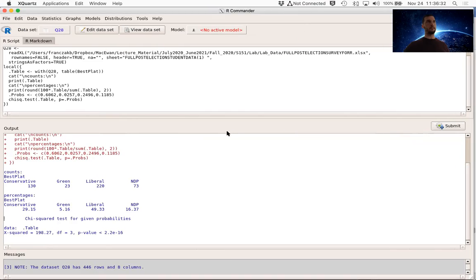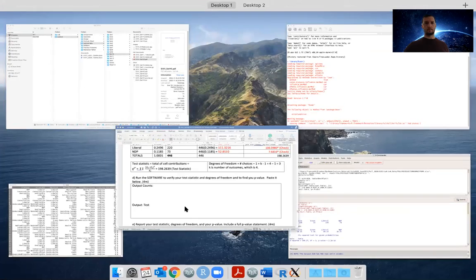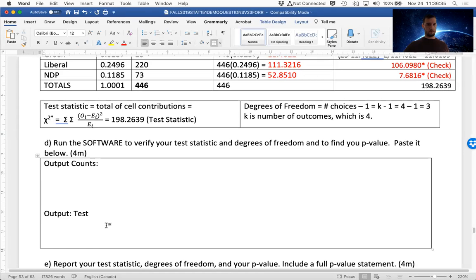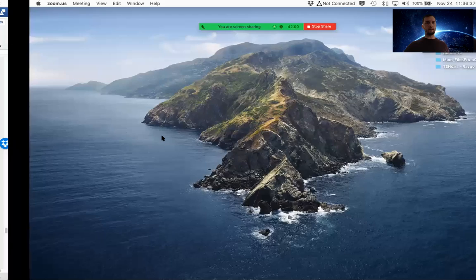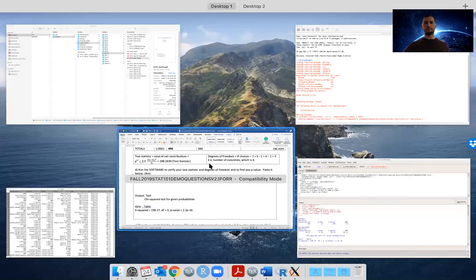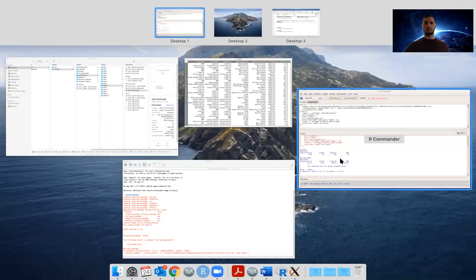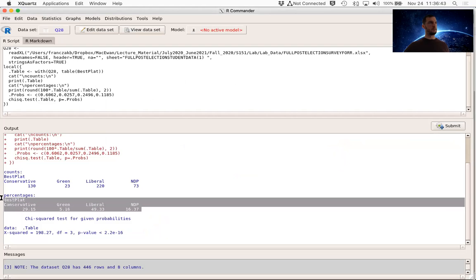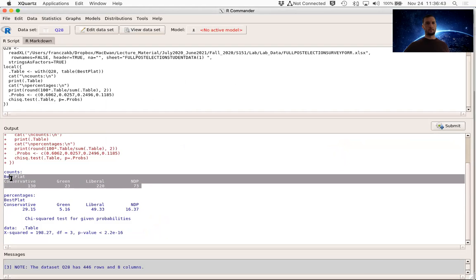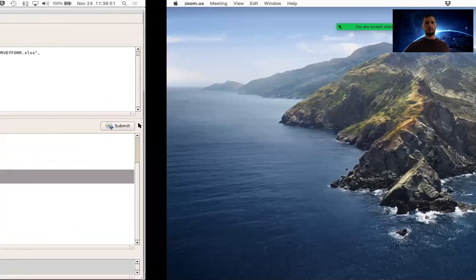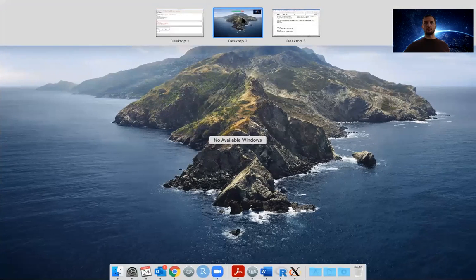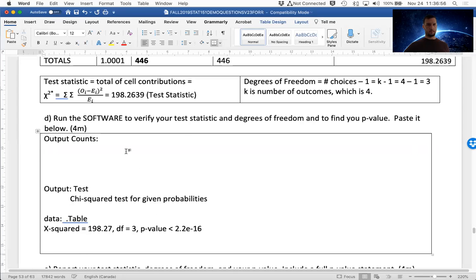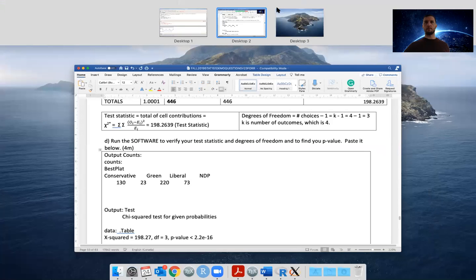Then we can take this and paste it below. And then it asks us for the output counts as well. So we can take that. I don't really think we need this. We have it above, but whatever. Oops. We can paste that below as well.